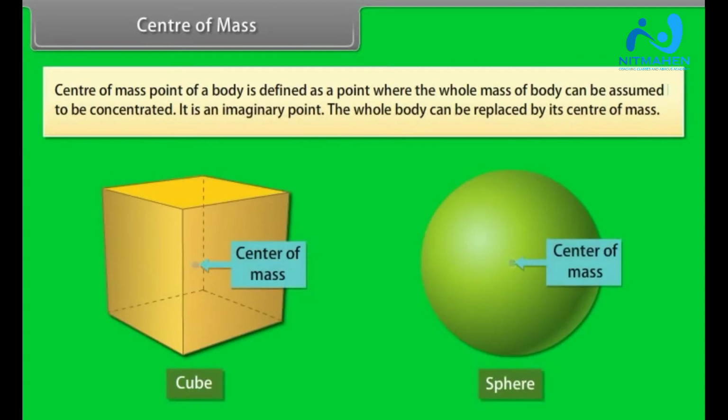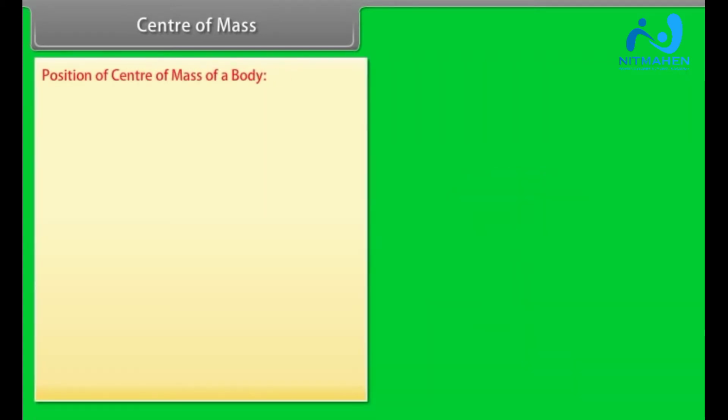Center of mass. The center of mass point of a body is defined as a point where the whole mass of the body can be assumed to be concentrated. It is an imaginary point. The whole body can be replaced by its center of mass. Position of center of mass of a body.